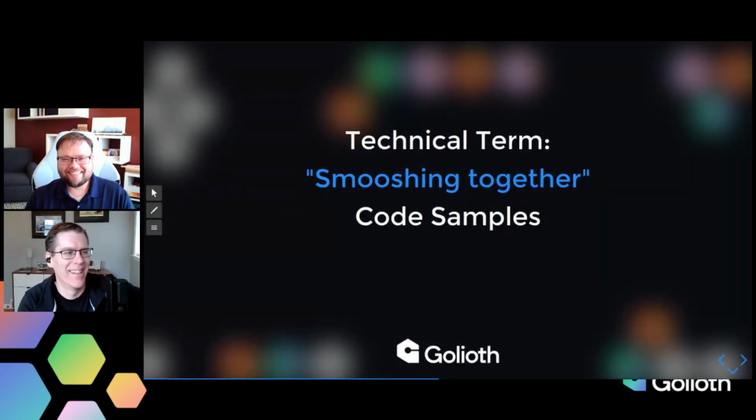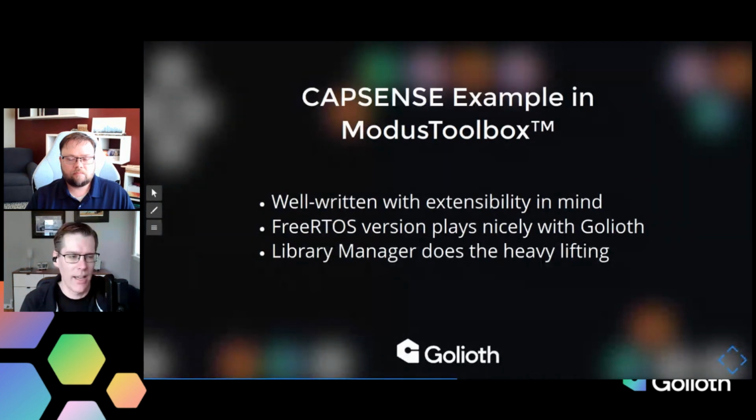All right, so thank you so much for bearing with us there. I know it was a ton of stuff, and it's all examples that are in the Golioth example code that you can get pulled in through Modus Toolbox. But I think a valuable thing to finish off the webinar would be to show you how to, and the technical term is smooshing together code examples. So what I did for this example is I took a capacitive sense example from Modus Toolbox and I added it to the Golioth example.